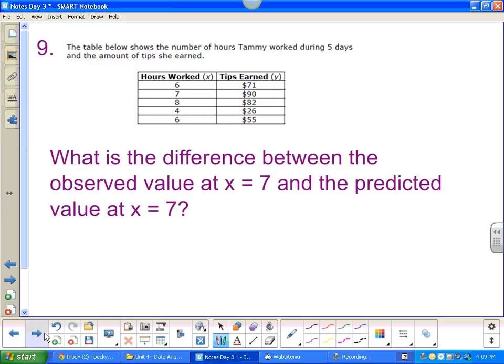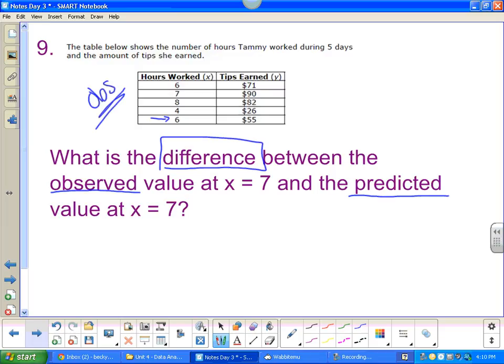All right, this one is really great, especially for reading things really carefully. The table below shows the number of hours Tammy worked during 5 days and the amount of tips she earned. So one day she worked 6 hours and she made $71 in tips. But then if you look down here, here's another day she worked 6 hours and she only made $55 in tips. So this is real data. This is observed data, what actually happened. I want the difference, so I'm going to subtract something, between the observed and the predicted at x equals 7.